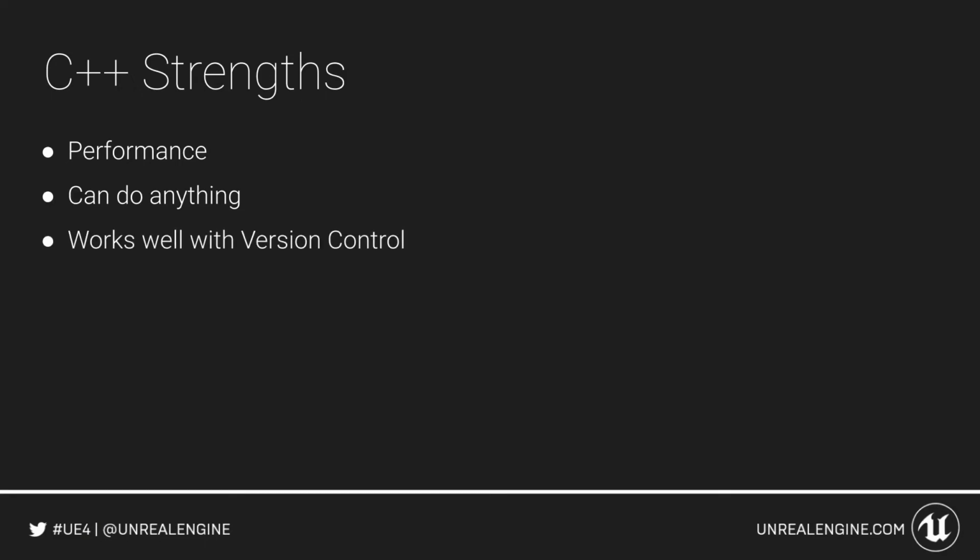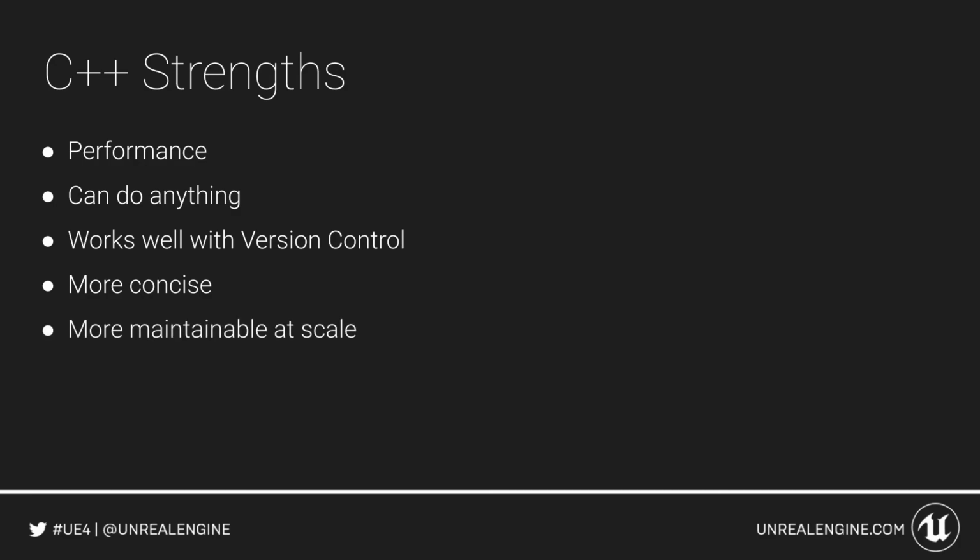It also works extremely well with version control because it is just text files, and version control was built to manage text files. On the other hand, blueprints are binary assets and are much harder to diff and pretty much impossible to merge. C++ is also super concise. What can take a page worth of blueprint to represent can often be a one-liner in C++ and be similarly readable.